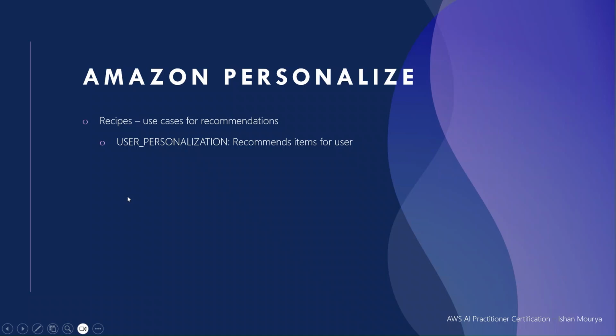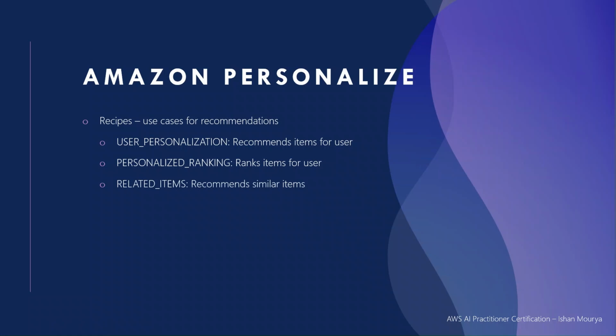So the first recipe you'll see here is the user personalization. This is simply that you will be providing a user, and Personalize will provide you with the recommended items for this user. Next is the personalized ranking. So here you will be providing a user, and then you will be providing a list of products, and it will rank those products on how to list them for the user, like which one should be coming at the top and which one should be at the bottom.